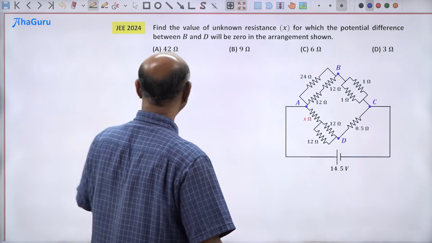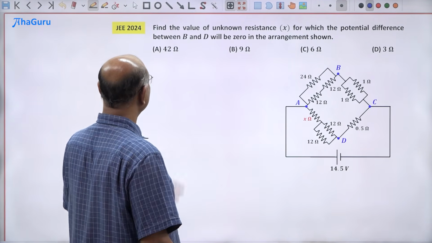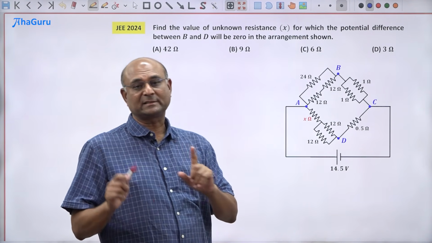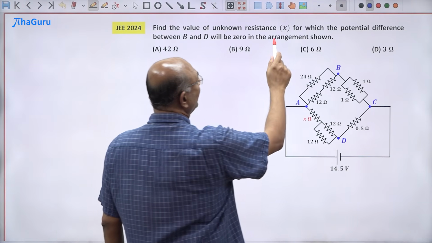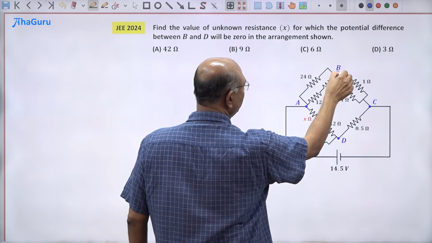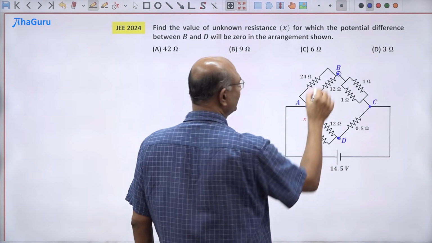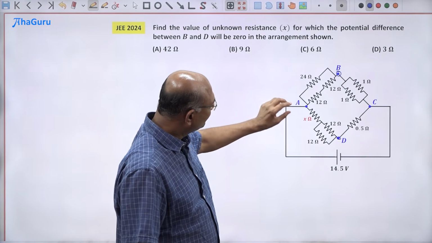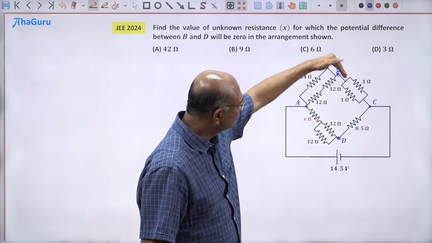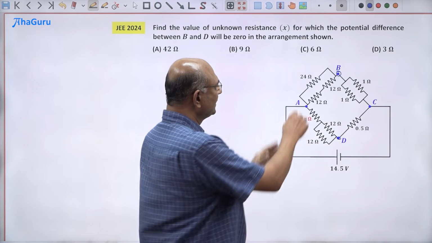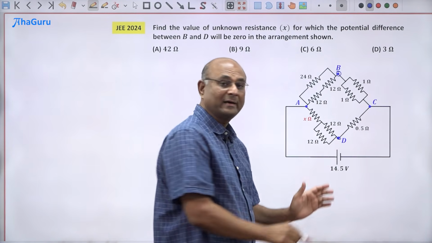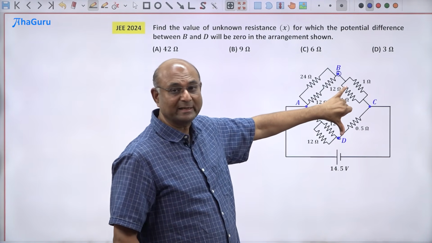Let us now look at this question that appeared in JEE in 2024. They have given you this circuit and they have asked you to find the value of this unknown resistor X. Assuming that the potential difference between B and D is 0. Basically, if you think about it, this is one branch, this is the other branch, this is going down like this, this is going up like that, right? So this is one of the rivers, this is the other river, and this would have been the resistance connecting these two points, right? That would have been X.